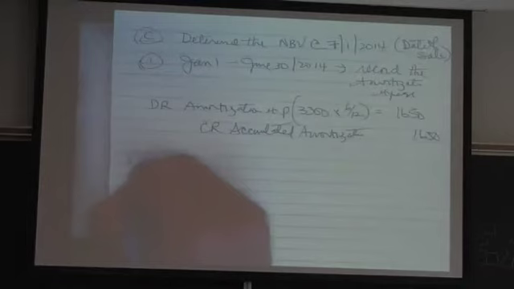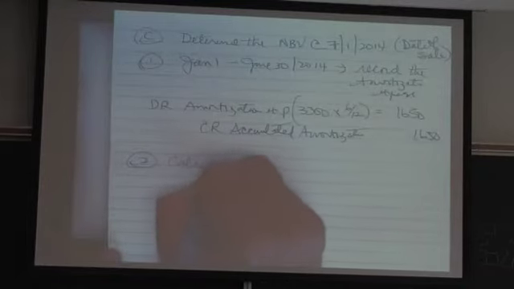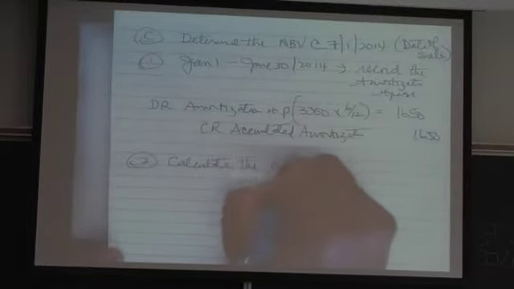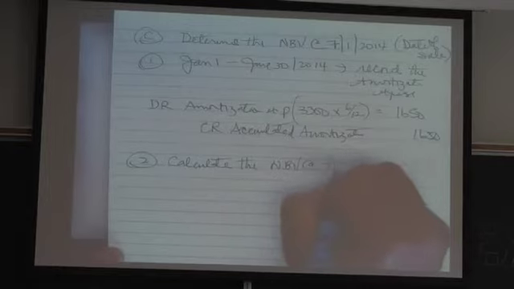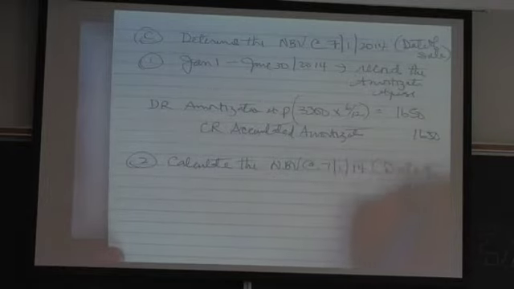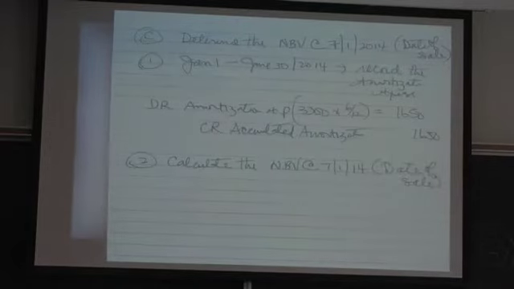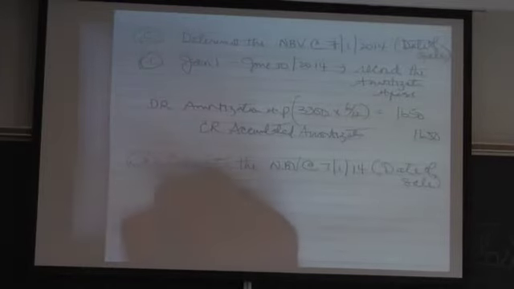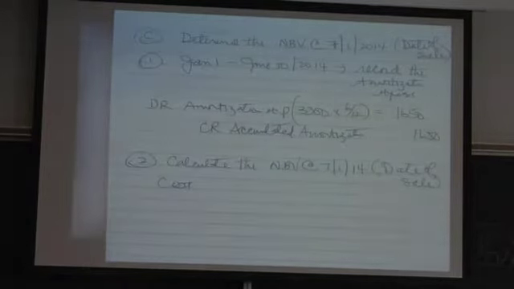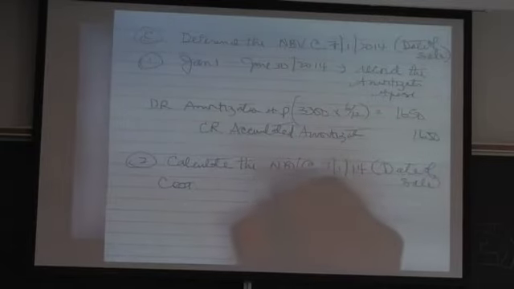Okay. Second step is calculate the net book value at 7/1/14, which is the date of sale. So how do we do that? Well, we have cost. What was the cost amount? The cost amount is 13,600.